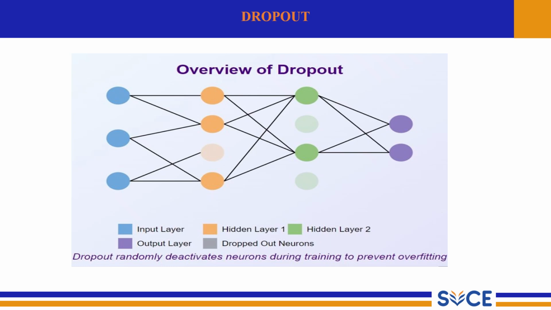During training, dropout randomly turns off a certain percentage of neurons in each forward pass. This prevents the network from relying too heavily on specific neurons and forces it to learn more robust features. As a result, the model generalizes better and avoids overfitting. So, dropout improves the stability and performance of the network by introducing controlled randomness.